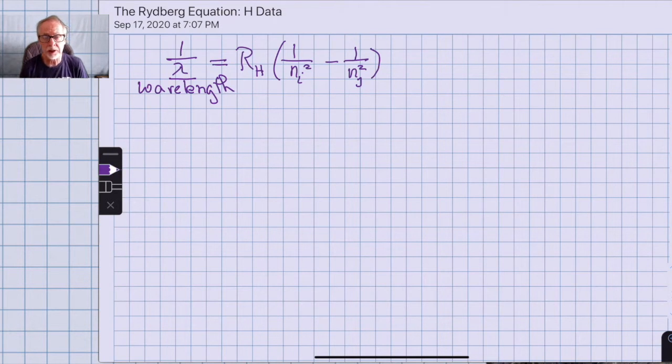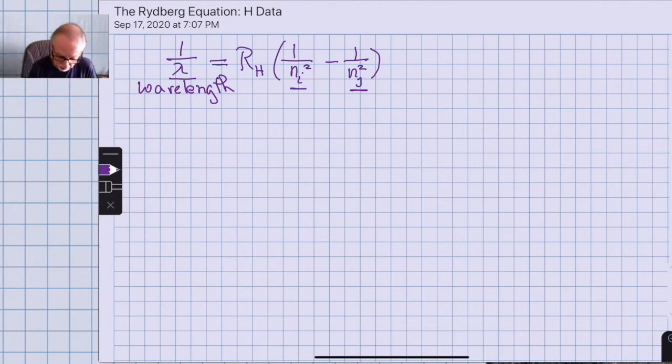This equation was determined based on the wavelengths of those lines, and this equation was actually derived before the advent of quantum theory, before we knew about energy levels. But we now know that in this equation, the wavelength of lines is related to energy levels for the atom. And those are represented by these n values here, which are integer values 1 and above.